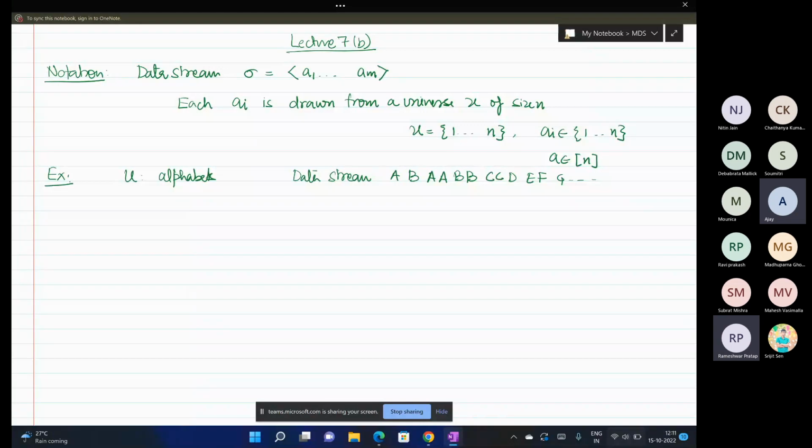So our aim is to prepare a data structure so that we take a pass over the stream, update our data structure, and then using that data structure only, we need to give an estimate of the frequency of some element in the stream. For example, we want to count how many times A has appeared in the stream, using that data structure. So this is our problem statement.